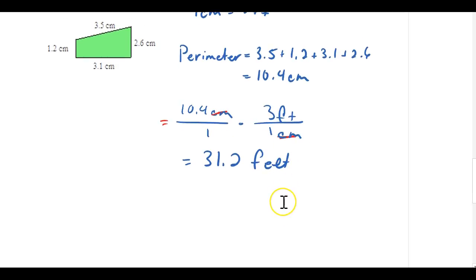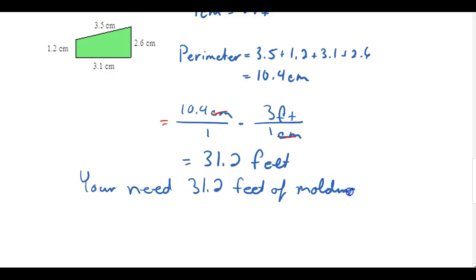And remember that we always say you need 31.2 feet of molding for the room. Okay? Don't forget to write a complete sentence, and that should have a "the" there for the room. Okay? So practice converting between US and metric and back and forth, and if you have questions, let me know.